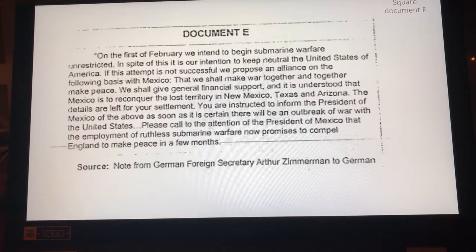We know the British are going to intercept this. The purpose of the British is to make the U.S. be on the side of the Allies and against Germany. And its point of view, we know that this was pro-German. But when it's in the hands of the British, it's pro-British to make the Americans go to war. So this is the telegram.